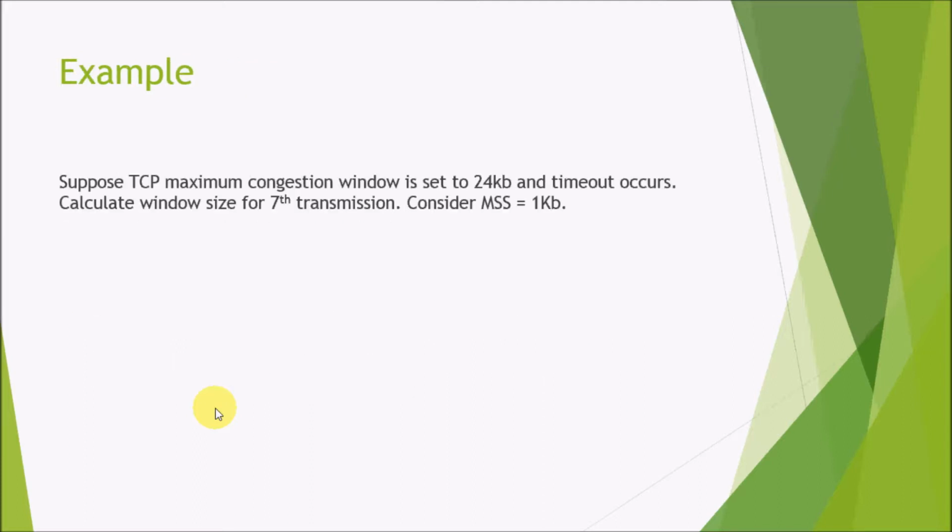So now we will look at an example. Suppose for TCP the maximum congestion window size is set to be 24 kb. That is, the maximum congestion window size is 24 kb and a timeout occurs. Calculate the window size of the 7th transmission, and here the MSS, that is maximum segment size, is given as 1 kb.